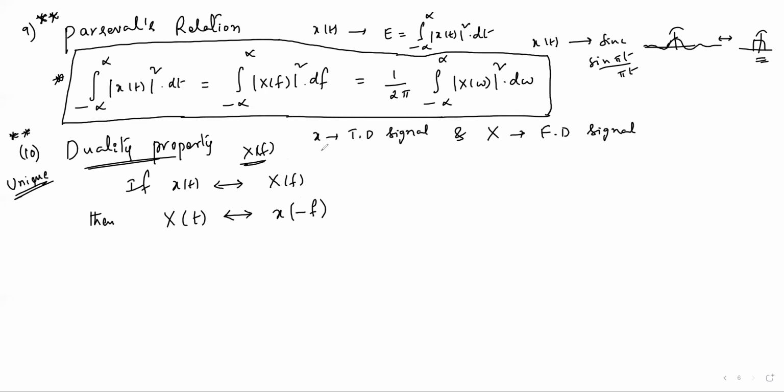If it is x of f. Same in x of omega, here 2 pi comes into picture. So I'll write the statement again here. If x of t Fourier transform is x of omega, then frequency domain signal comes to time domain. Time domain signal goes to frequency domain, small x, with reflection. Since it is x of omega format, don't forget 2 pi here.